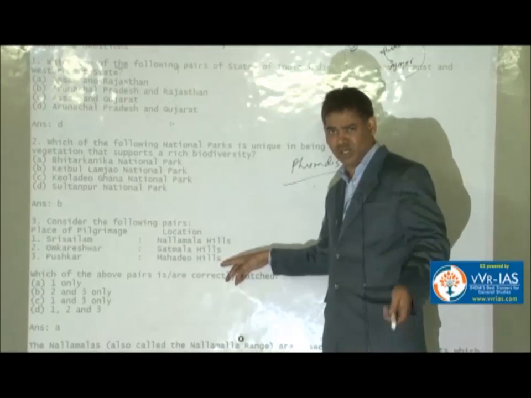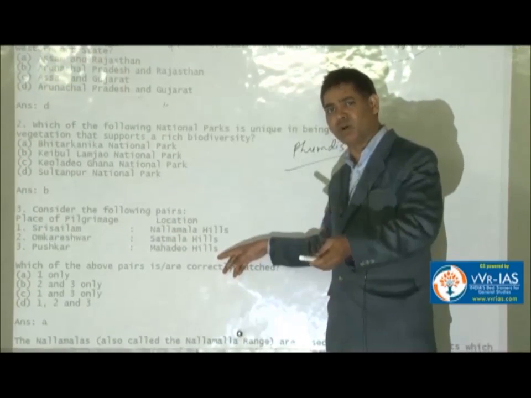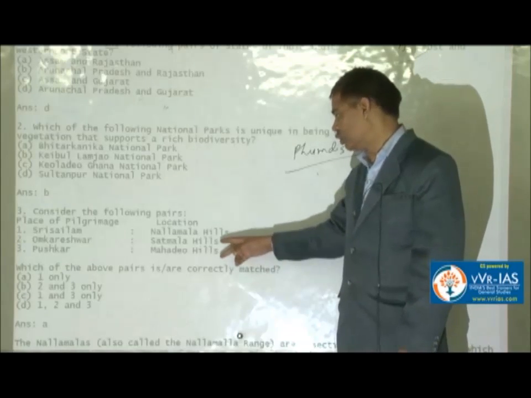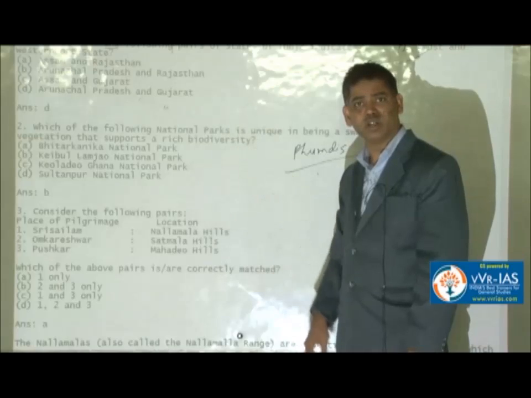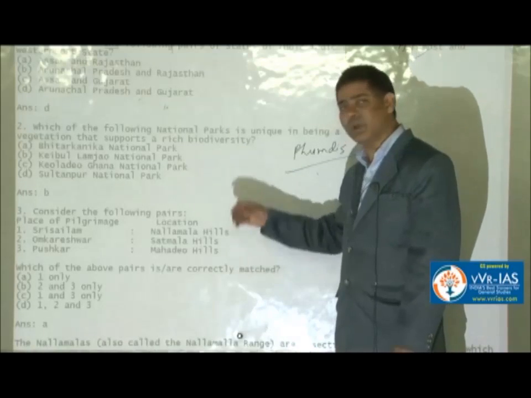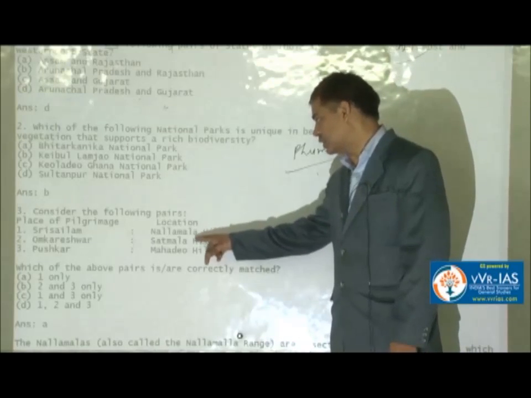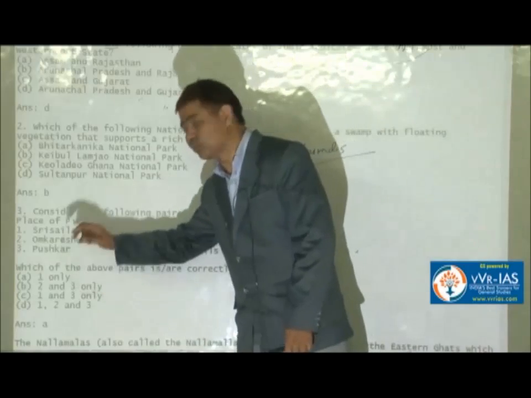Mahadev Hill is located in Madhya Pradesh, not in Rajasthan. Maybe a little bit near the border, but it is mainly located in Madhya Pradesh. Satmala Hill is mainly located in Maharashtra. Nallamala is located in Kurnool district, and hence this is a correct match. These two are not correct matches, hence I will go with answer A, that is 1.